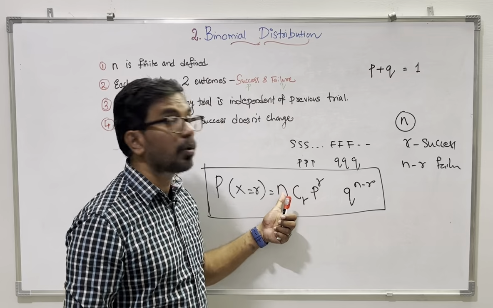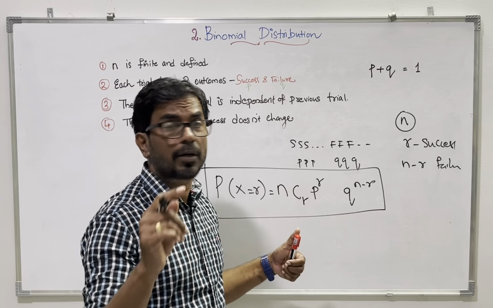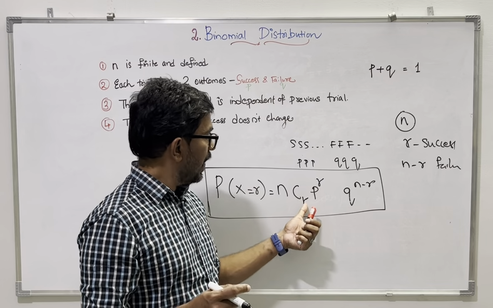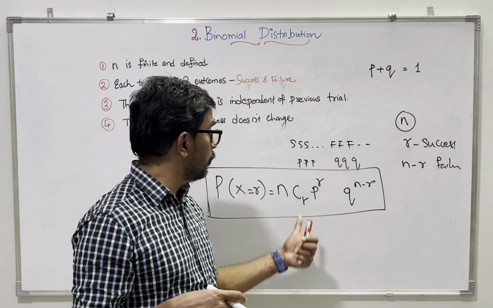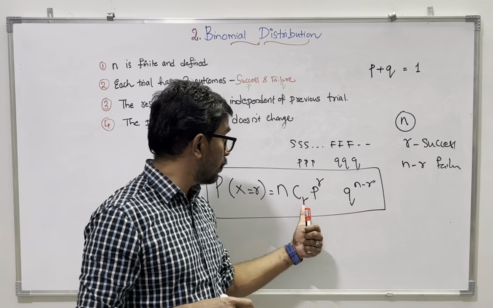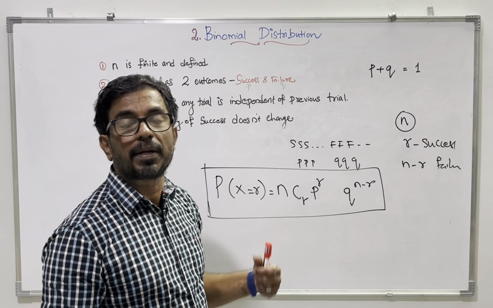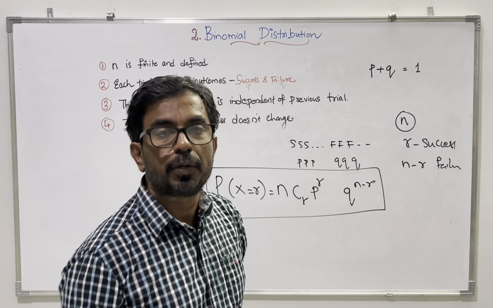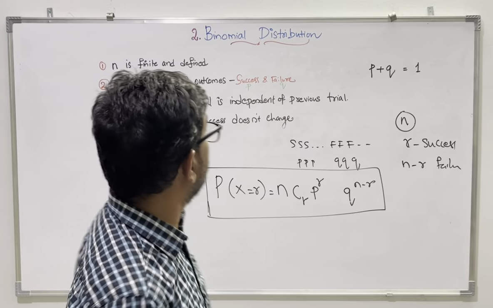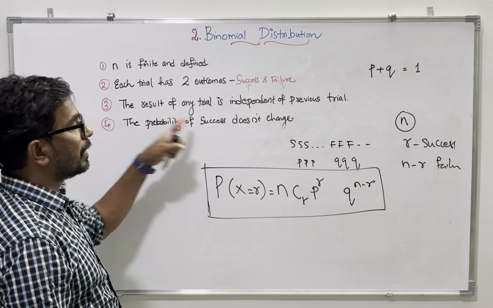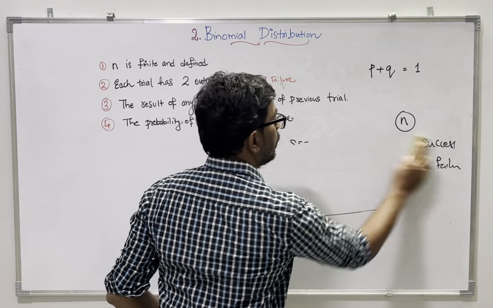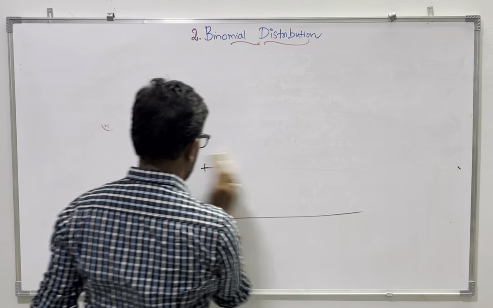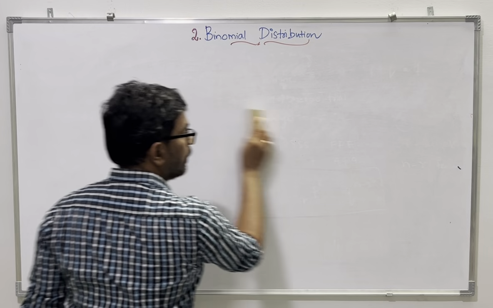And what is N? The total number of trials. That will be given in the question, how many trials are happening. And R is what you look for, how many successes you want. Depending upon that, this will become more clear when you work out some questions. Okay, I'll write one question here. These are the conditions which you should keep in mind. Let us write a question based on this, and then we will discuss. We will do more questions in the coming videos.